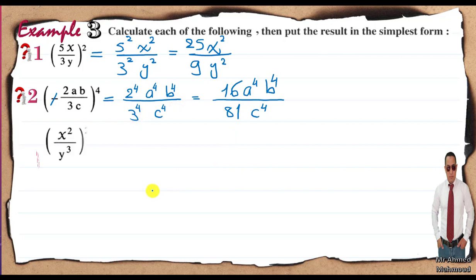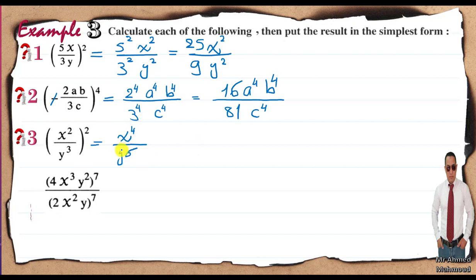Okay, now I have (x to the power of 2 over y to the power of 3) all to the power of 2. Because I have a power inside and a power outside, I'm going to multiply the powers. So I have x to the power 2 times 2 equals 4. Down I have y to the power of 3, and I'm going to distribute power 2, so it will be y to the power of 6, because 3 times 2 equals 6. And x and y are unlike, so I'm going to leave them without simplifying.